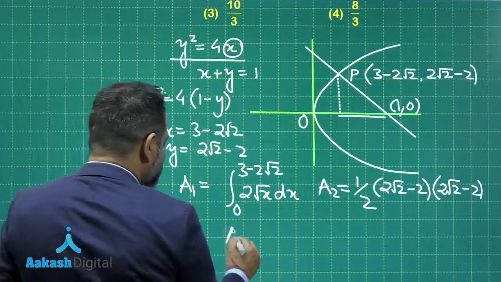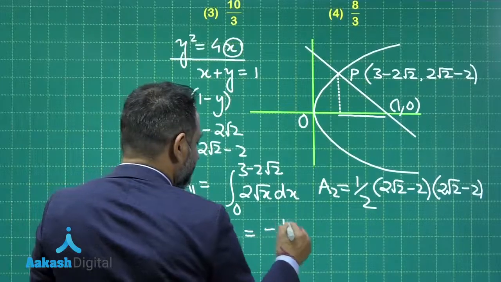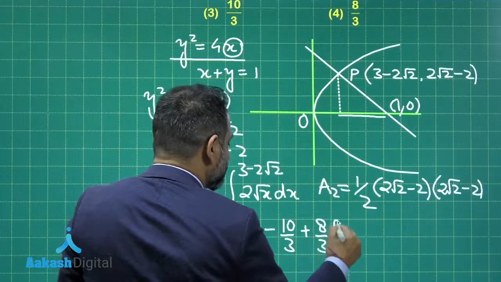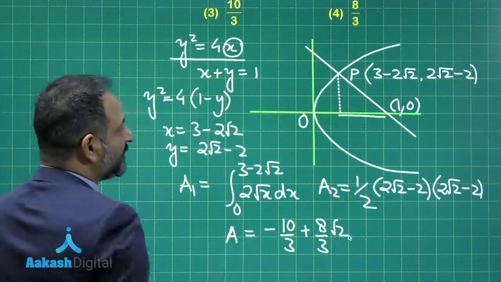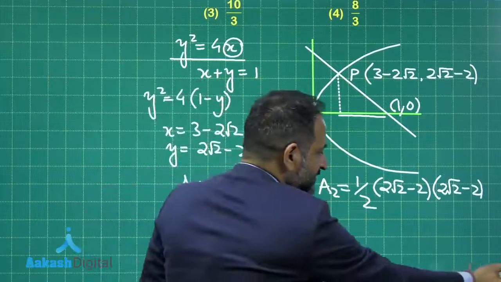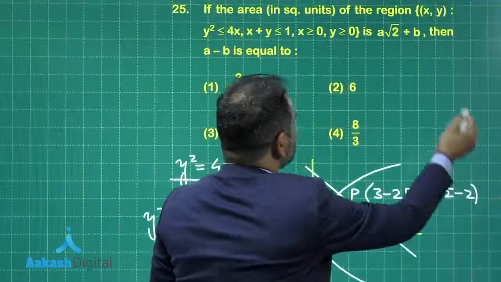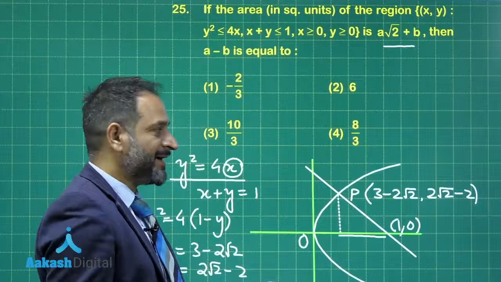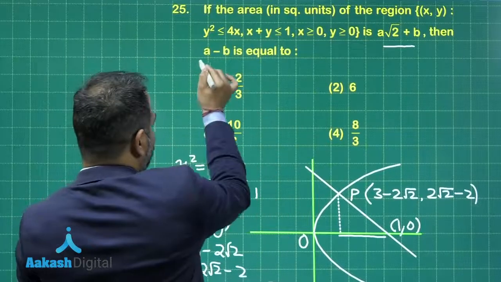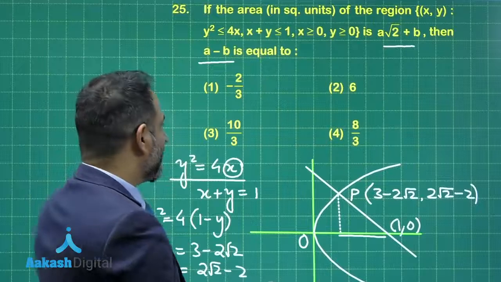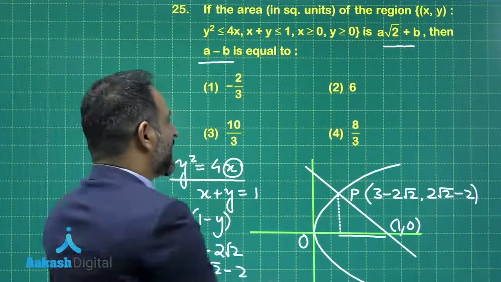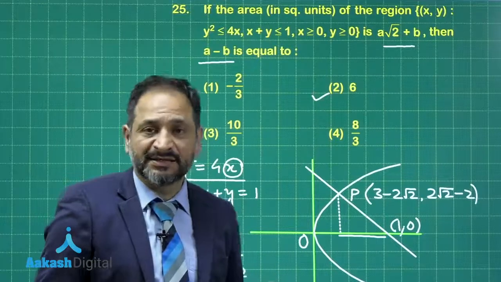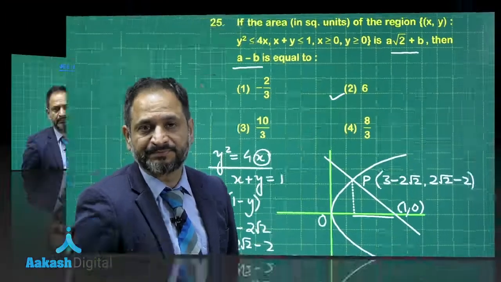So if you add these two, we will have minus 10 by 3 plus 8 by 3 into root 2. Now if you compare with the values, you can see the area which is given to us is a root 2 plus b. So comparing, we will have the value of a as well as b, and the difference a minus b can be easily found out. If you calculate it well, you will get the difference between a minus b is equal to 6. So 6 is the correct option.